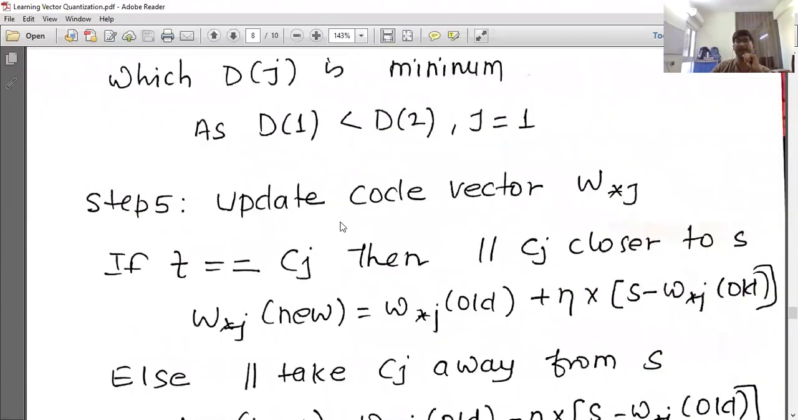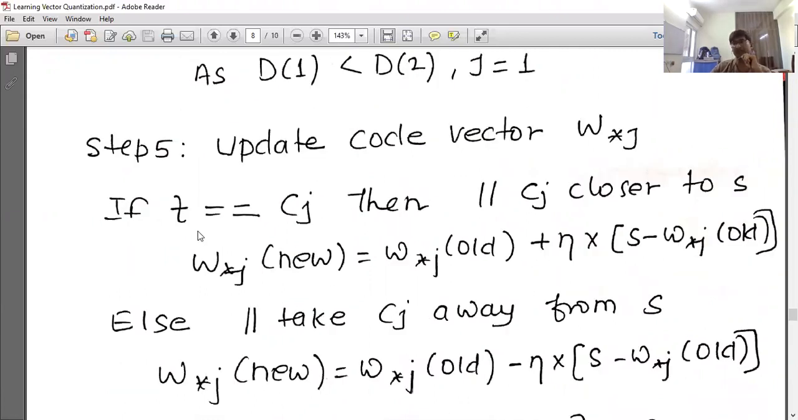Now we have to update the code vectors corresponding to code vector 1, because code vector 1 has been declared as a winner, right? So over here, since the target was also C1 and the winner is also C1, in this case the first condition would be tested. So the first condition gets true, and therefore we would be applying this formula in order to update the first code vector C1, W1, right?